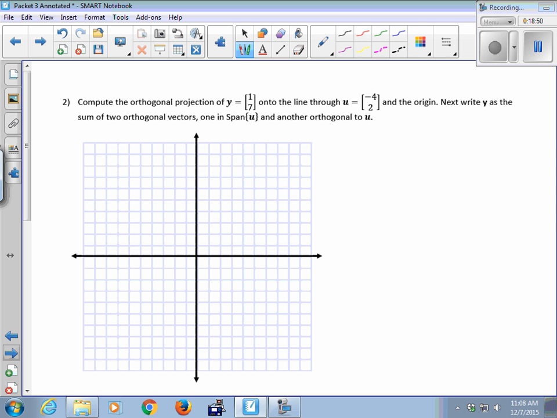Okay, number 2. This is what I think is tricky, so we're going to draw it all out before we even use the formulas to calculate anything. I want to compute the orthogonal projection of (1, 7) onto the line through u, which is (-4, 2), and the origin. So I've got a point (1, 7). I'll plot it: 1, then 1, 2, 3, 4, 5, 6, 7. I'm sorry you don't have a grid. I just added this right before class. You can just sketch it in if you want.